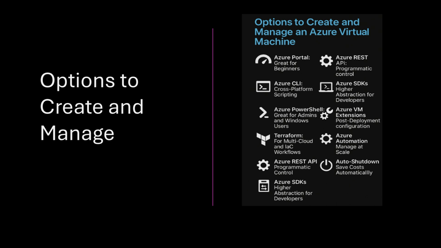Don't forget to turn off your VMs when they're not in use. Azure's auto shutdown feature lets you schedule daily or weekly shutdowns to save costs. You can find this under the VM's operations section in the Azure portal. It's a simple yet powerful way to make sure you're not paying for idle resources.